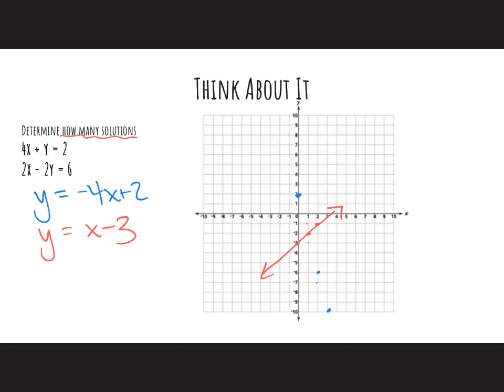They were asking how many solutions. Because these lines intersect, that means they have one solution. And I'm always going to write what that solution is. It is the ordered pair 1, -2.